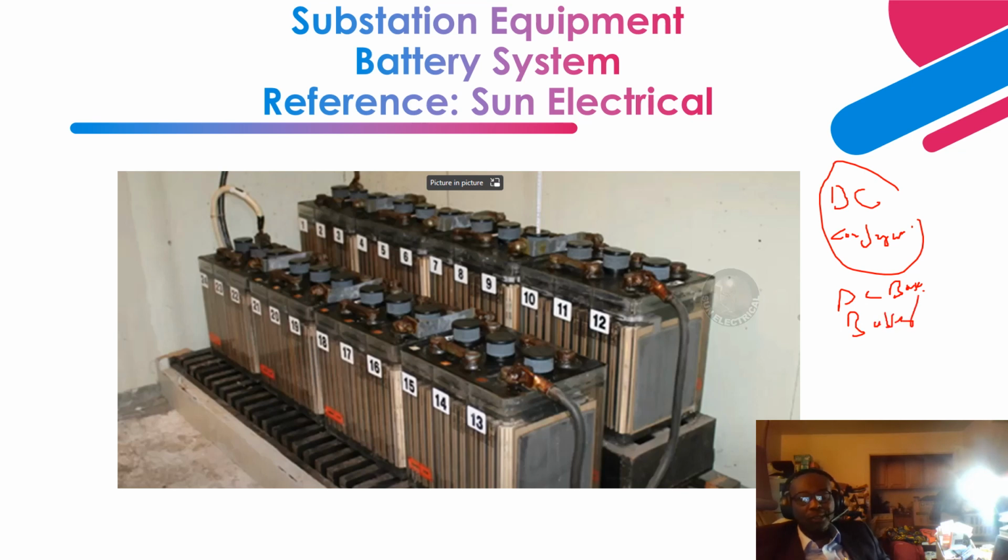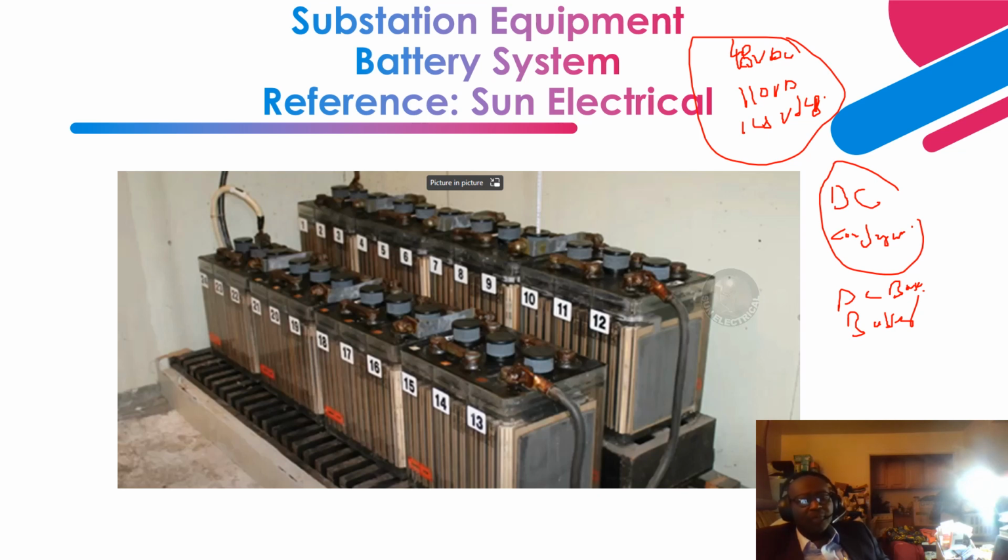For the battery system, based on my experience, I've seen a 48 volts DC battery substation, and I've seen a 110 volts DC battery substation, then 125 volts DC battery substation. Based on the requirements of your design and your equipment that requires that voltage, you select the one that you want, and the battery design needs to be implemented.